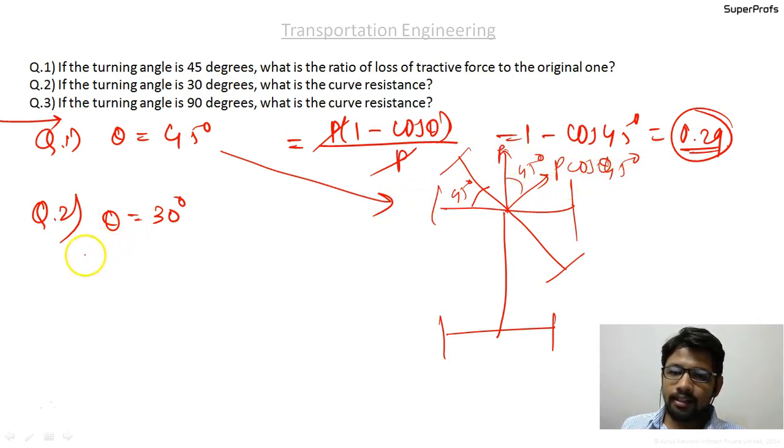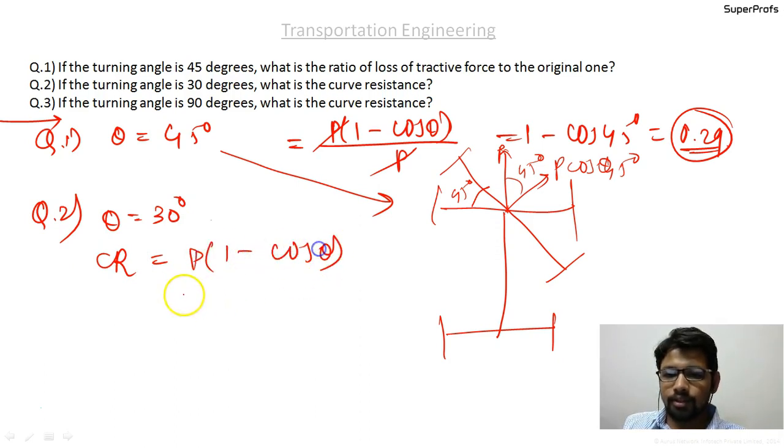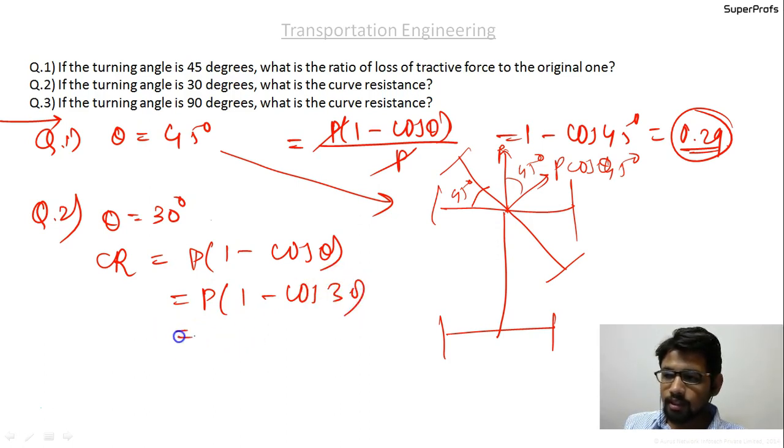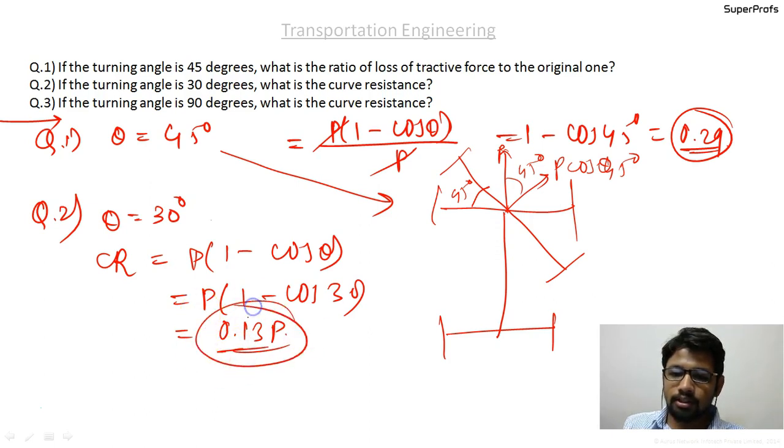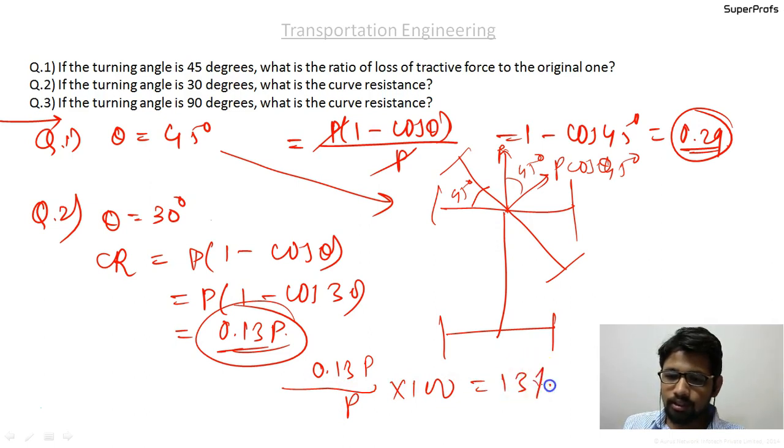If the turning angle is 30 degrees, what is the curve resistance? Again, we have a very simple formula, CR, curve resistance equal to P in bracket 1 minus cos theta, which is equal to P(1 minus cos 30). Whatever comes is the answer, that is, it comes out to be 0.13 P. So if it is asked in percentage, then 0.13 P upon P into 100 is equal to 13%, which is the curve resistance.